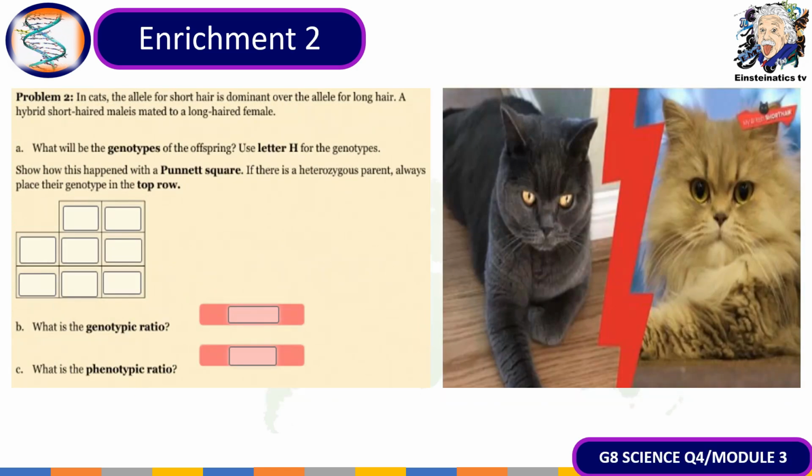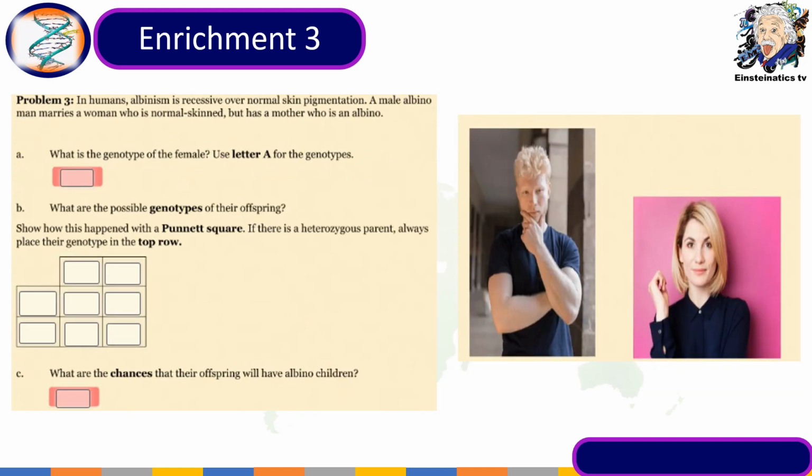For the second enrichment exercise, what you will do is you are going to find the genotypic ratio as well as its phenotypic ratio when 2 cats, one has a long hair while the other one has a hybrid short hair, and to find out the ratio between the offsprings. For the last enrichment exercise, your task is to identify what are the chances that their offspring will have albino children if both parents have albino genes. So feel free to pause the video and you may check the correct answers at the end of the video. So good luck.